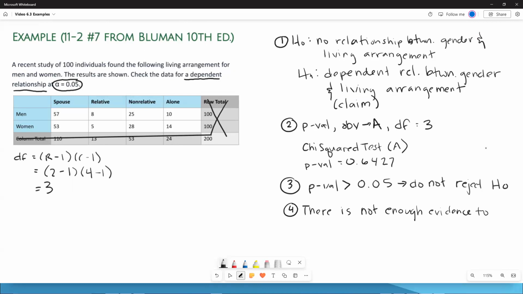And then looking at step 1, the alternative was the claim. So we talk about support. So there's not enough evidence to support the claim. And then for this problem, there is not enough evidence to support the claim that there is a dependent relationship between gender and living arrangement.